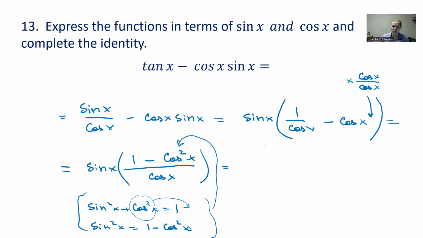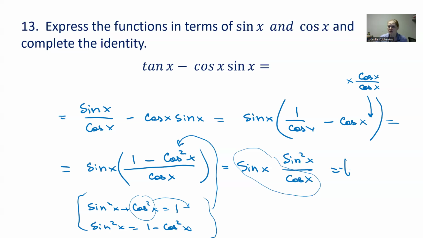Substitute this into the numerator, and then you get sine x times sine squared x over cosine x. You can combine sine and cosine, sine over cosine, which is tangent x times sine squared x. So this expression is equivalent to the original expression.